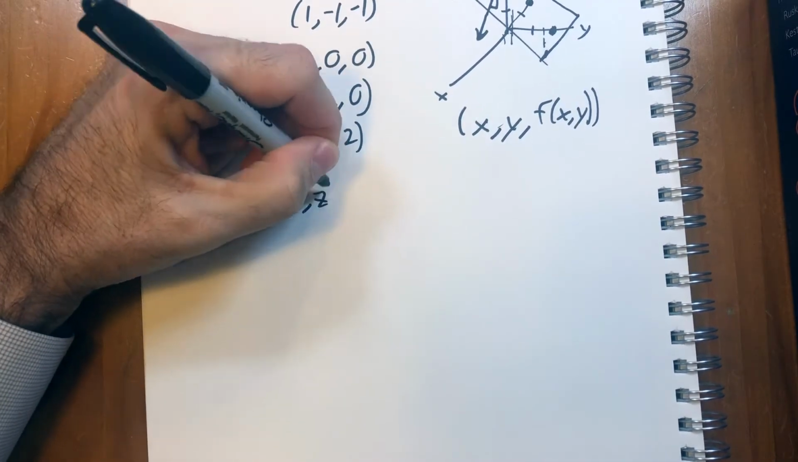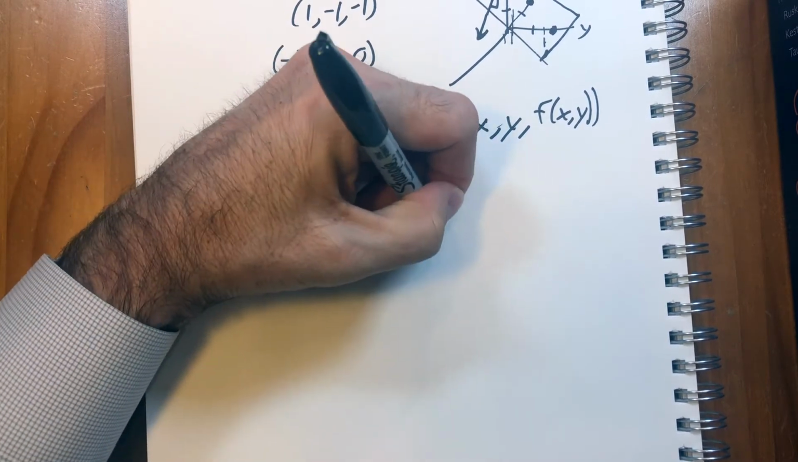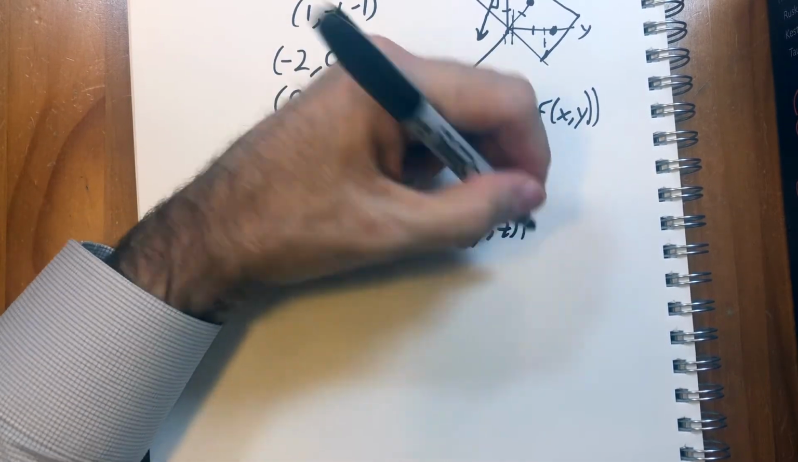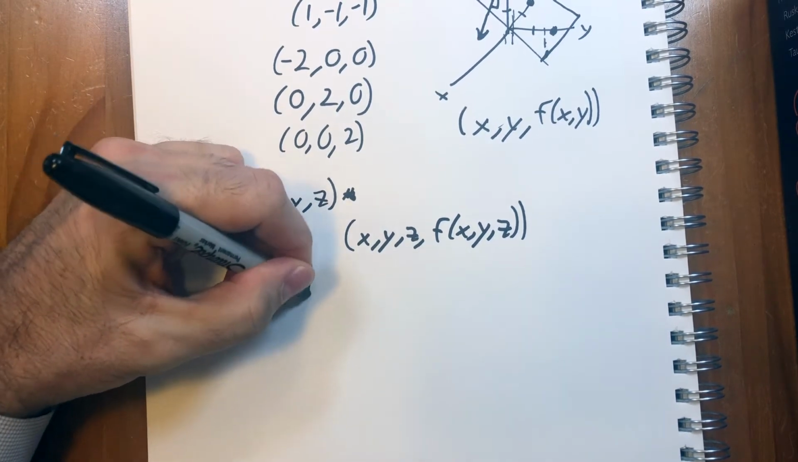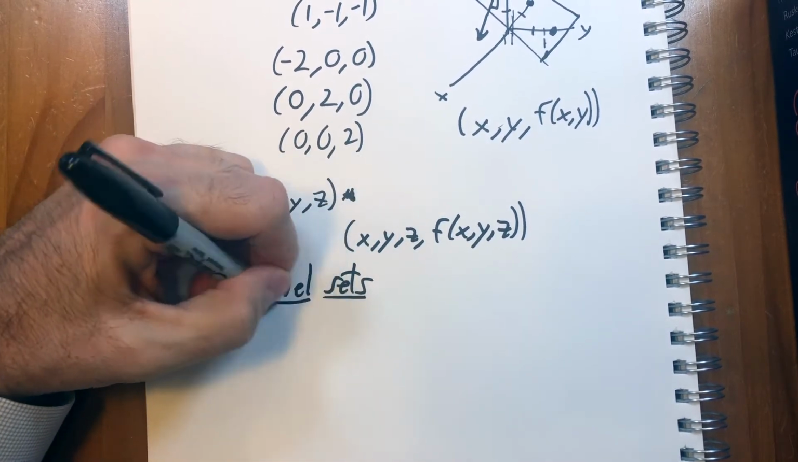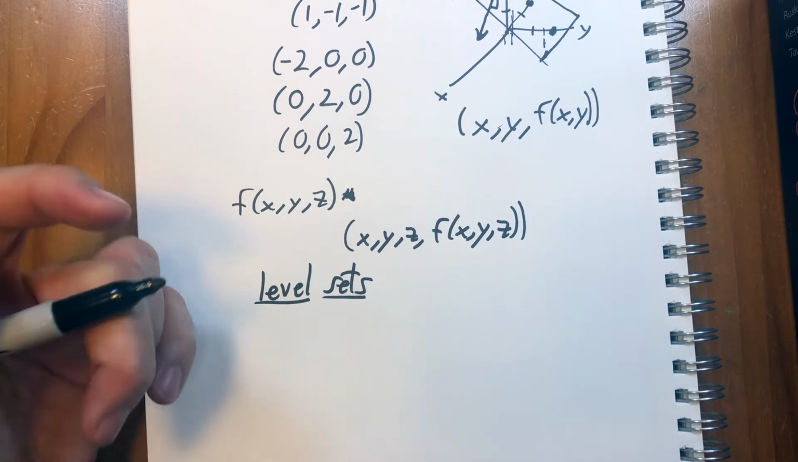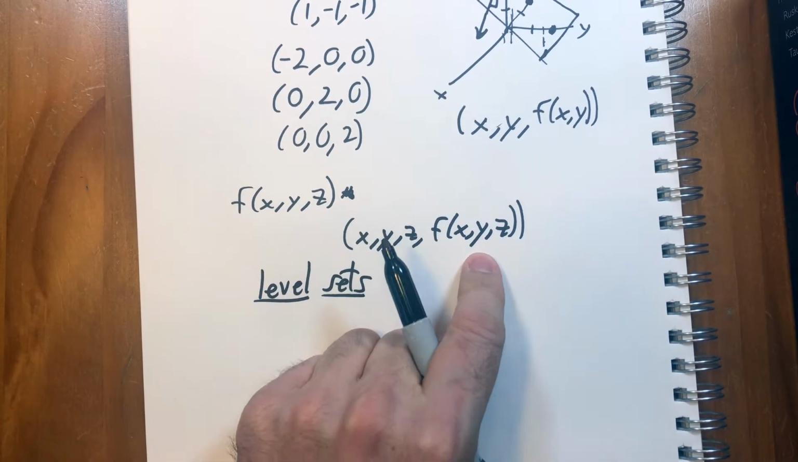The graph of a function with 3 variables would be a set in R4, and it's hard to picture that. So in that case, it helps to use what we call level sets, which are the sets obtained by setting the function equal to a constant.